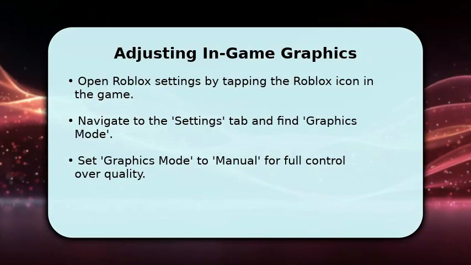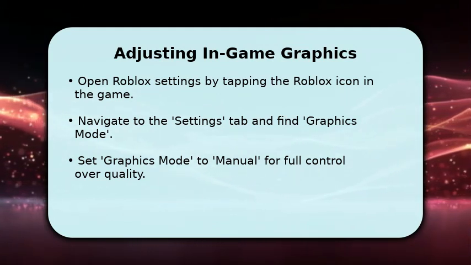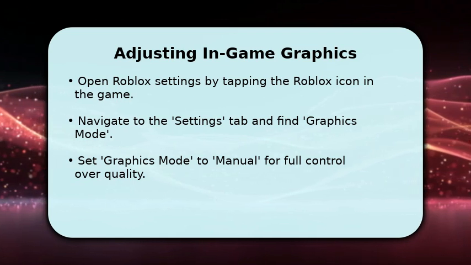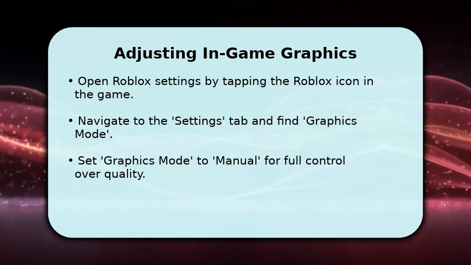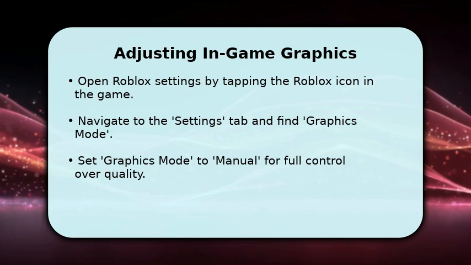Optimizing in-game graphics is a crucial step. While playing, tap the Roblox icon in the upper left corner to open the menu, then select Settings. Locate the Graphics Mode option and change it from Automatic to Manual. This allows you to adjust the graphics quality slider.